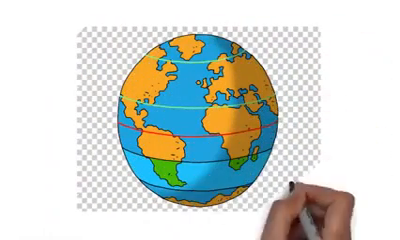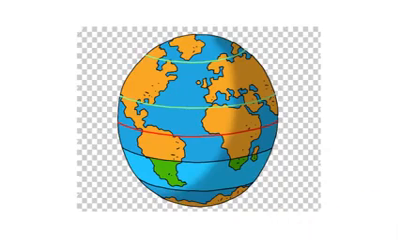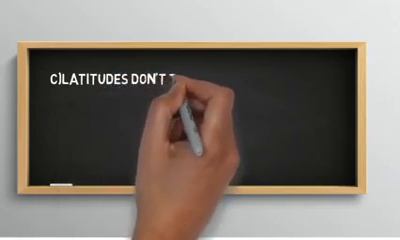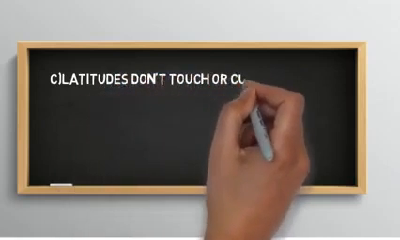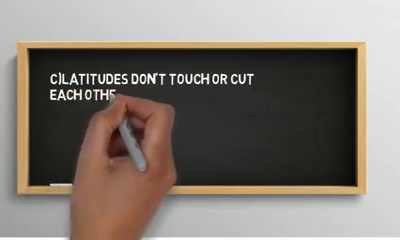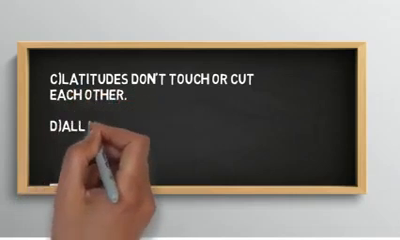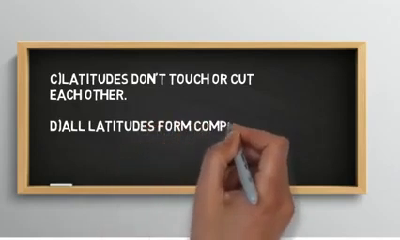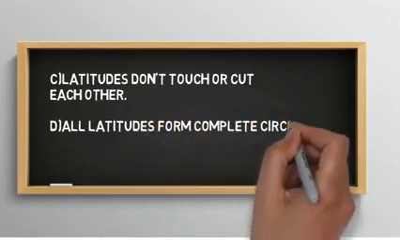Again, it is given in the image. All the lines are parallel. Latitudes don't touch or cut each other. All latitudes form complete circles except the North Pole and South Pole, which are points.